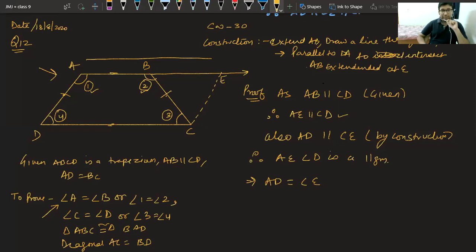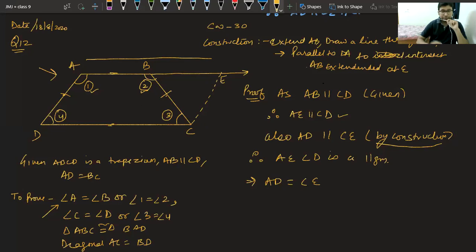Moksh is asking where it was given that AD and CE are parallel. Moksh, it was me, the constructor, who constructed the line CE in such a fashion that it was parallel to AD. It was me only who did this. That is why I'm saying by construction. You can see the reason by construction. I'm not saying it is given. Now you got it.